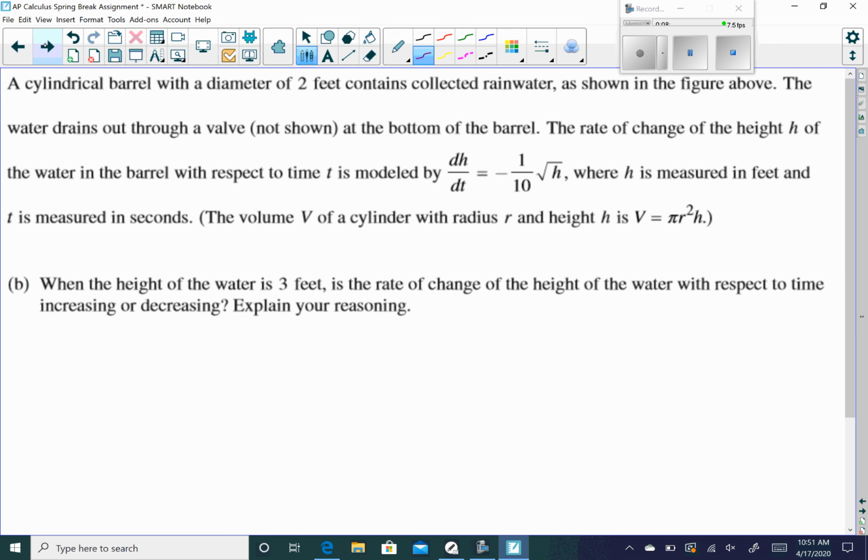All right, for part B, when the height of the water is 3 feet, the rate of change of the height of the water, so that's dH over dt with respect to time, is that increasing or decreasing? So to determine if a function is increasing or decreasing, we turn to its derivative. So we actually need to find the second derivative here, or the derivative of the rate of change of height with respect to time. So we first want to find this. So this is going to equal, we'll have negative 1/10, and then it's going to be h to the negative 1/2.